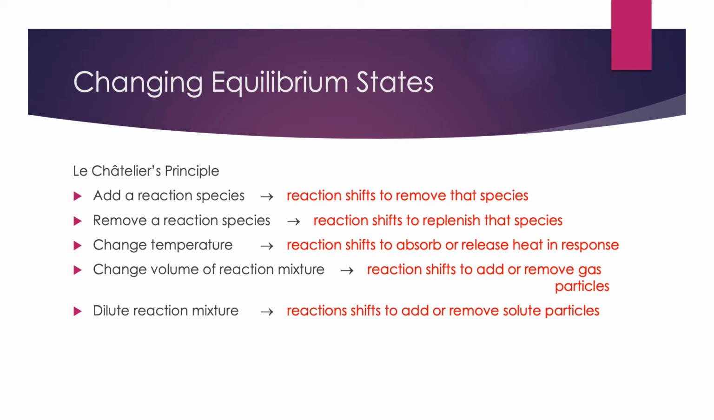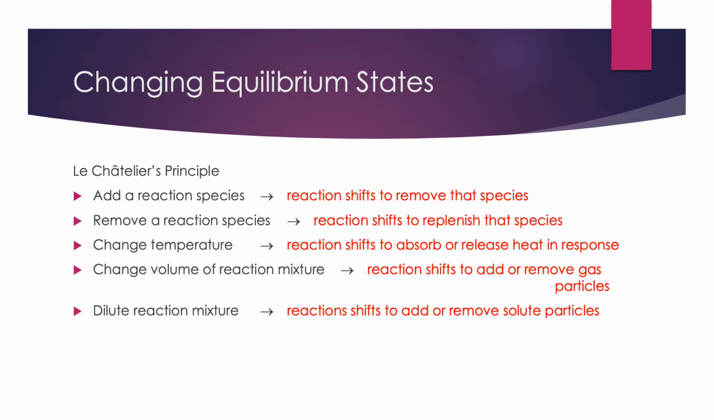The opposite of adding a reactant or product is to remove one from a reaction. That way we can cause the reaction to replenish that thing that we've removed. So if we remove a reactant from a chemical reaction at equilibrium, it would shift toward reactants in order to replace that reactant that we removed.